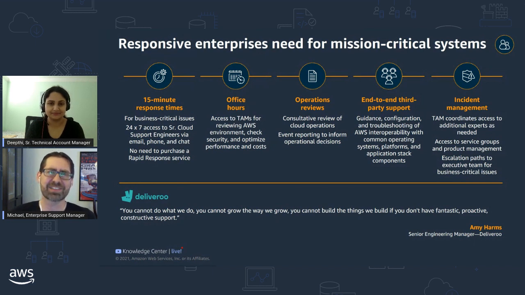TAM really kind of serves as an escalation manager. They will get paged for any business down or critical severity cases. They'll check in with the support engineer, they'll check in with you, and if needed, they'll bring in subject matter experts and even service teams if necessary to help bring resolution to your case as quickly as possible.